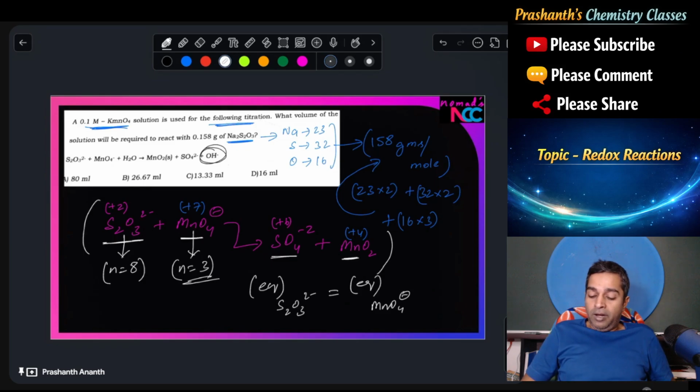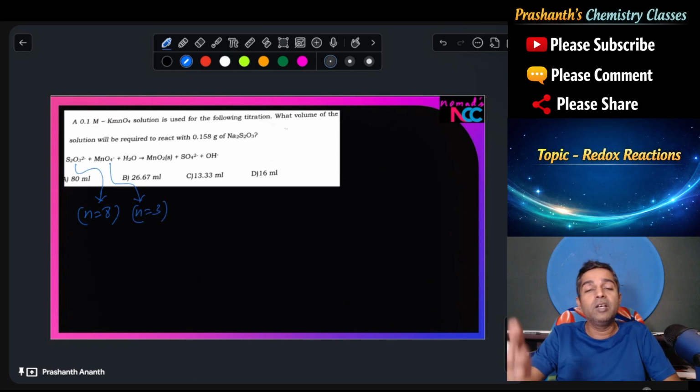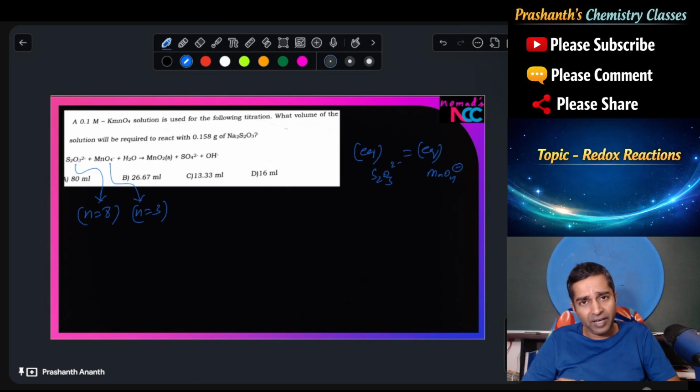Now, we've got the N factors out. Now, let's play with this and see what is going to happen. The N factor for the S2O3 2-, we got as 8. And the N factor for the MnO4-, we got as 3. So, all we have to do is put down the equivalence. The idea was equivalence of S2O3 2- should be equal to equivalence of MnO4-. Equivalence is nothing but moles into the N factor. We've got the N factor part down already. So moles can be directly calculated as volume into molarity.